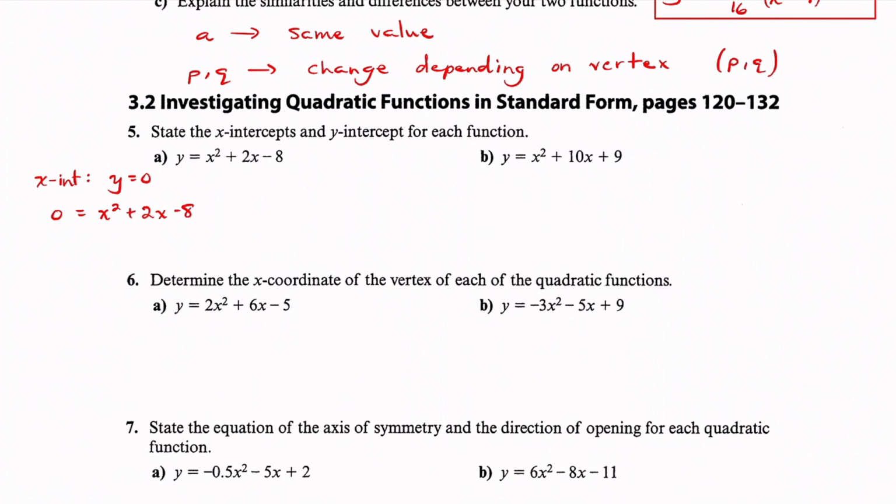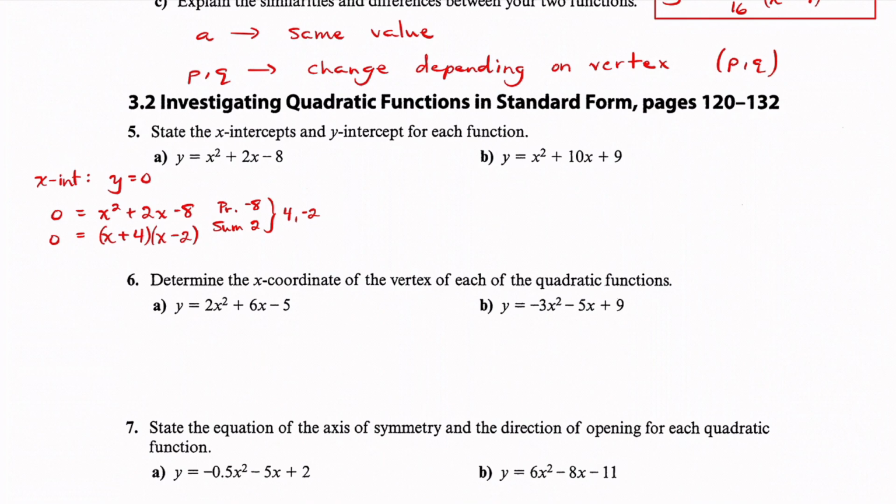Okay, and then to solve this quadratic, what we need to do is factor. So we need to do the product and the sum. Product is negative 8. Sum is positive 2. And then the two numbers that do that are 4 and negative 2. Okay, so this breaks apart. I got x plus 4 and x minus 2.